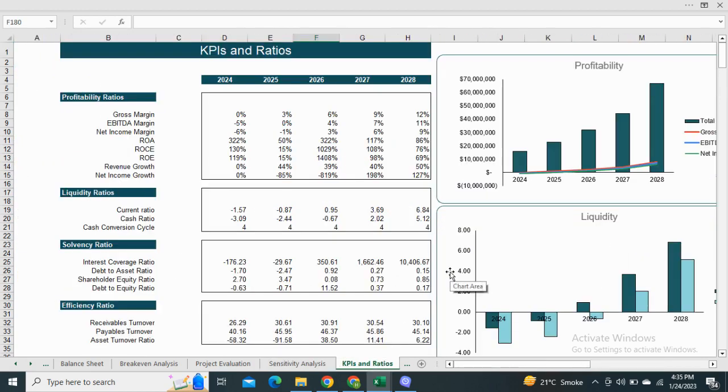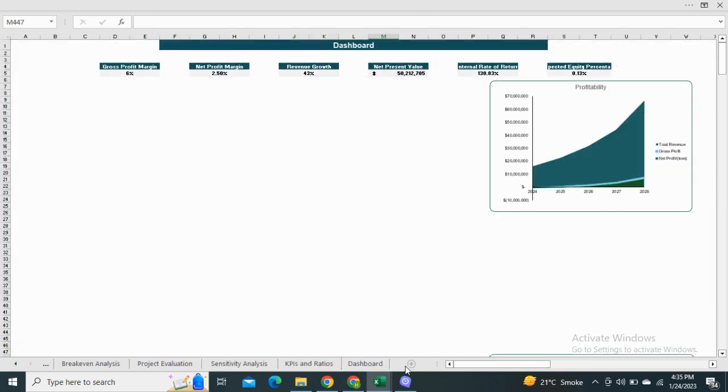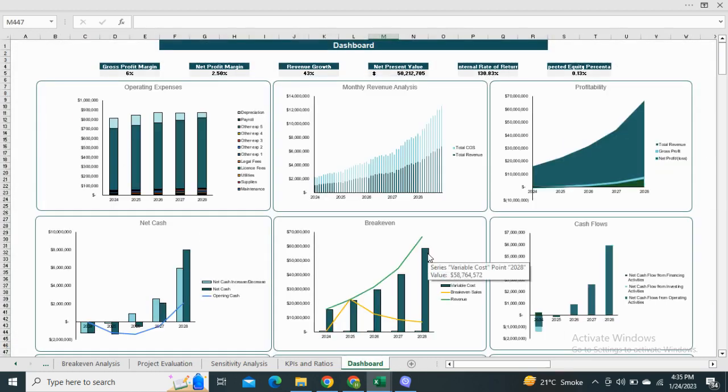The financial ratios include the profitability, liquidity, solvency, and efficiency ratios with their graphical illustration. In the last, we have the dashboard, which shows the most relevant financial graphical representation of the model and depicts the key financial metrics for a better understanding of performance measures.